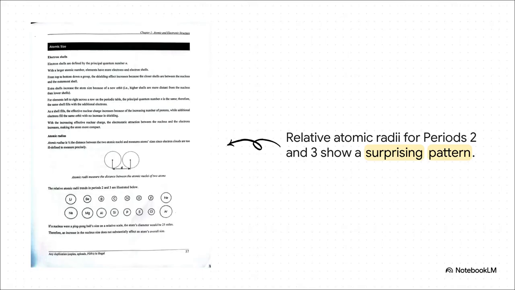And the answer is, yep. There absolutely is a pattern. But, and this is the crazy part, it's probably not what you'd expect. It's totally counterintuitive. You see, when we move across a row, say from lithium over to neon, the atoms don't get bigger. They actually get smaller. They shrink. So what in the world is going on here?